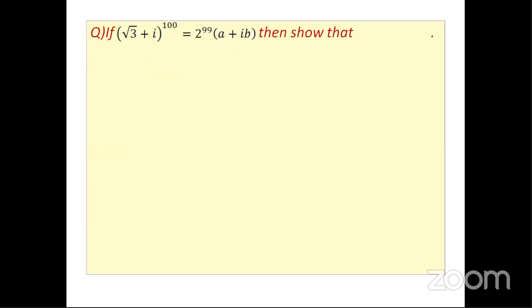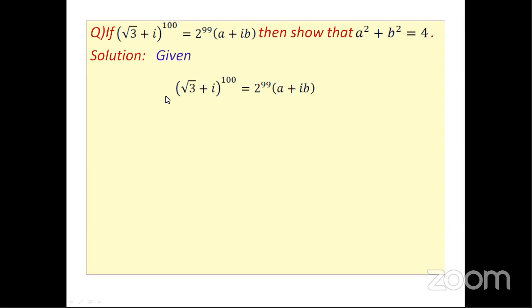If (√3 + i) to the power 100 is equal to 2 power 99 into (a + ib), then show that a square plus b square is equal to 4. Okay. Now we are given the condition that (√3 + i) whole power 100 is equal to 2 power 99 into (a + ib). Now, see, this is the condition given to us. We can apply any conditions on this given part.